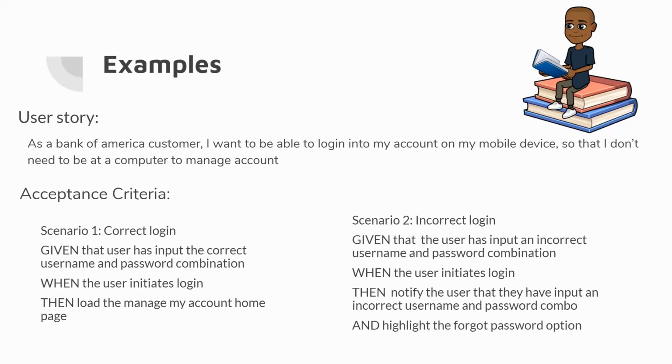So the second scenario might be given that the user has input an incorrect username and password combination, when the user initiates login, then notify the user that they have input an incorrect username and password combination and highlight the forgot password option. Depending on the type of user story, you might have several scenarios, or you might just have one if it's that straightforward of a user story. But again, when a developer reads this, they understand all the different scenarios that they need to go through and all the different outcomes that they should be providing for.